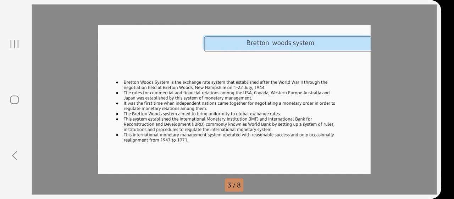The Bretton Woods system is the exchange rate system that was established after the Second World War through the negotiation held at Bretton Woods, New Hampshire, on 1st to 22nd July 1944. It is a system of monetary management that established some rules for commercial and financial relations among the USA, Canada, Western Europe, Australia, and Japan.